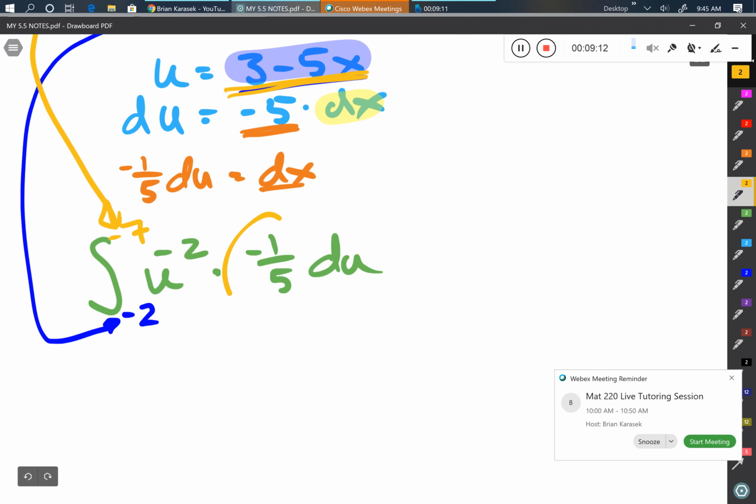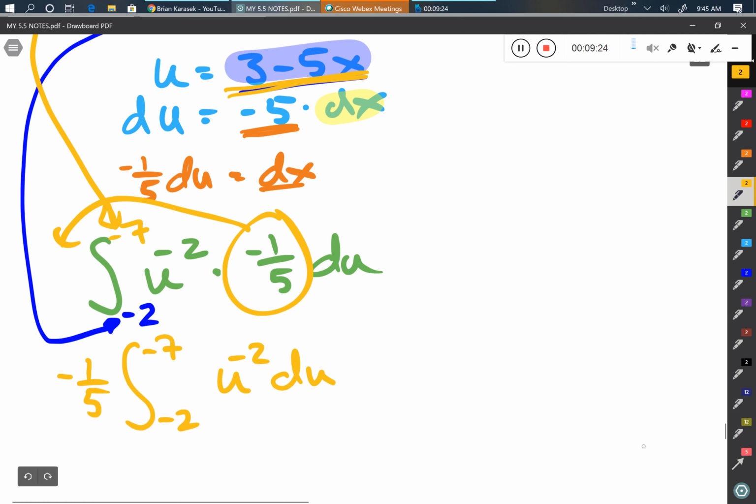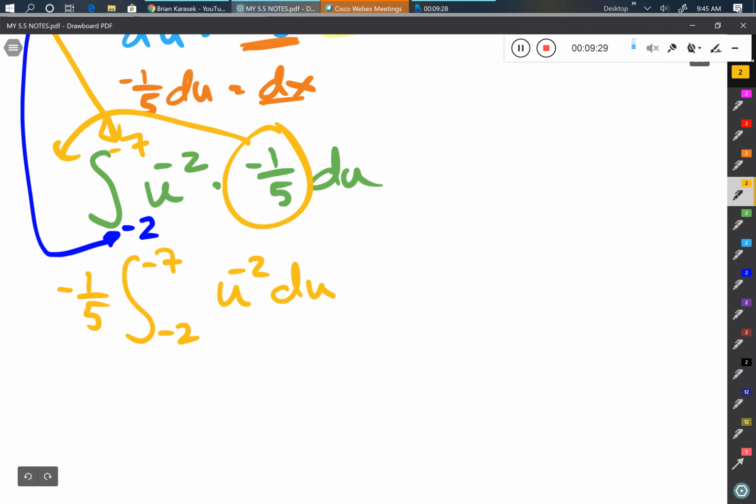All right, I'm going to take the -1/5 and move it out in front. So I've got -1/5 times the integral from -2 to -7 of u to the -2 du. And now it's time to integrate. Add 1 to the exponent, so I've got -5 times... Add 1 to the exponent, flip it. So -1 times u to the -1 evaluated from -2 to -7.